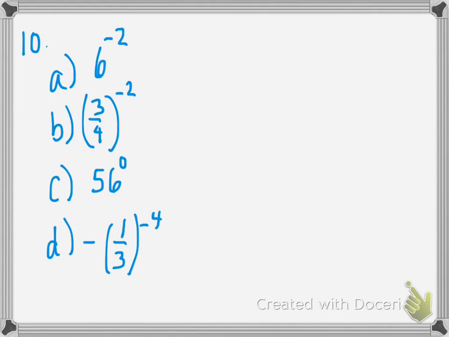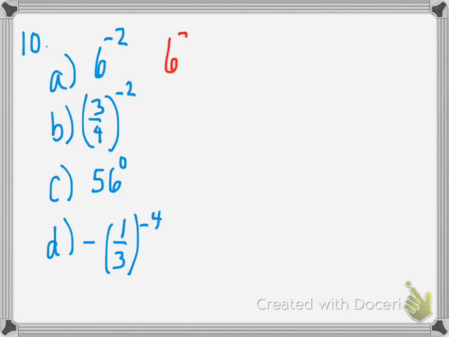All right, for number 10, we're asked to evaluate each of the following. So for parts A, B, and D, we have negative exponents. Remember, ignore the negative exponent for now, and whatever value you get, you're just going to find the reciprocal of your answer. So for part A, ignore the negative.